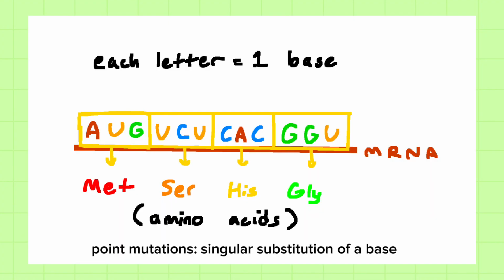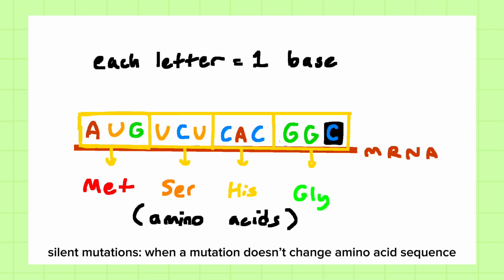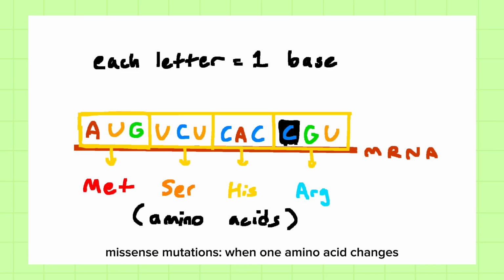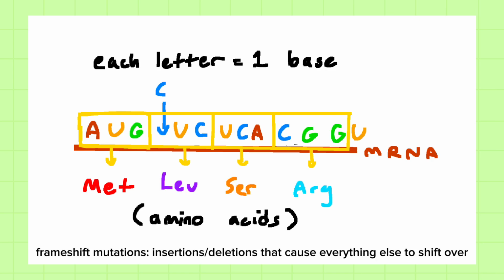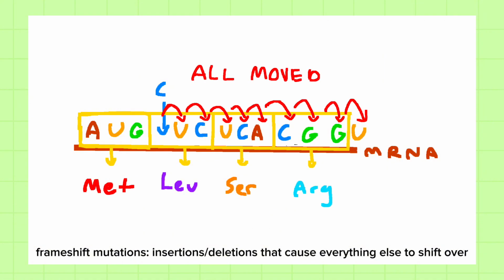Point mutations are a singular substitution of a DNA base. Silent mutations are when point mutations don't change anything. Missense mutations are when point mutations change one amino acid. Nonsense mutations are when point mutations code to stop early. Frame shift mutations shift the frame of reading codons, leading to everything after the mutation possibly not being correct.